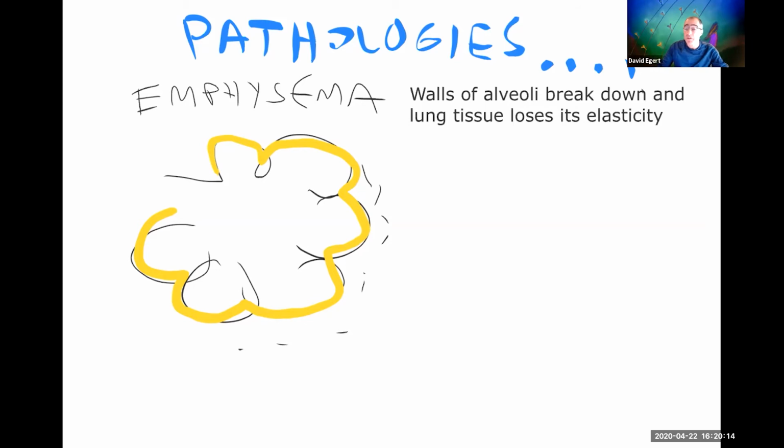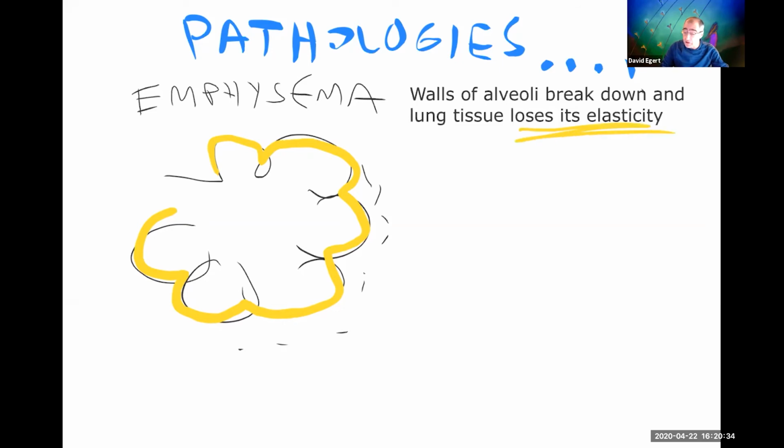Remember, when we talked about the things that affect diffusion rate, one is just the surface area across which diffusion can happen. If you have less surface area for gas exchange, you're going to be less efficient at moving oxygen into your blood.